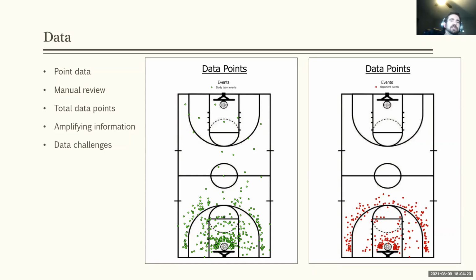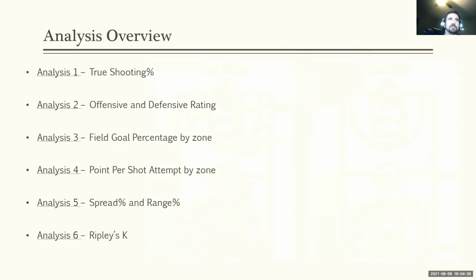The other data challenge is due to COVID this last season, a lot of the times I couldn't have people in the stands videotaping the games. So for this study, it's just 5 games of the 20-game season. So it's a pretty small sample size, 25% of the season. Here's just an overview of the analysis they're going to be going over. Analysis 1 and 2 are statistical measures, and analysis 3, 4, 5, and 6 are all spatial measures.